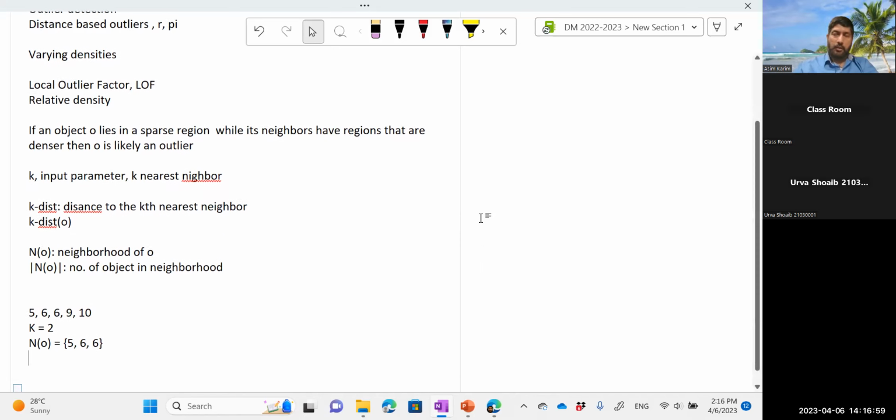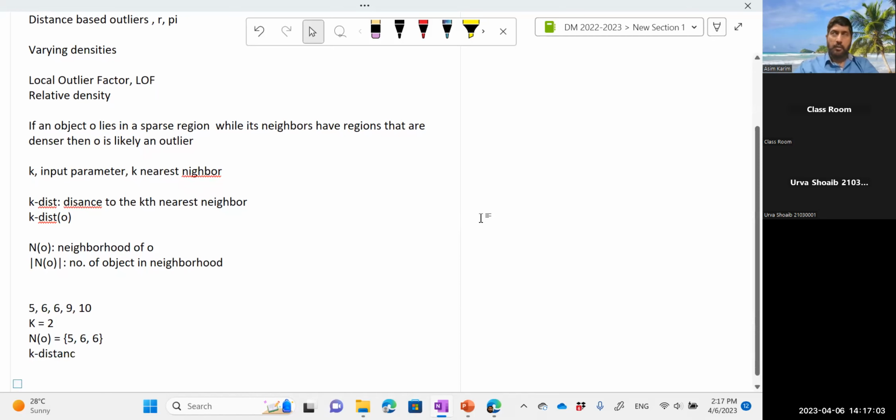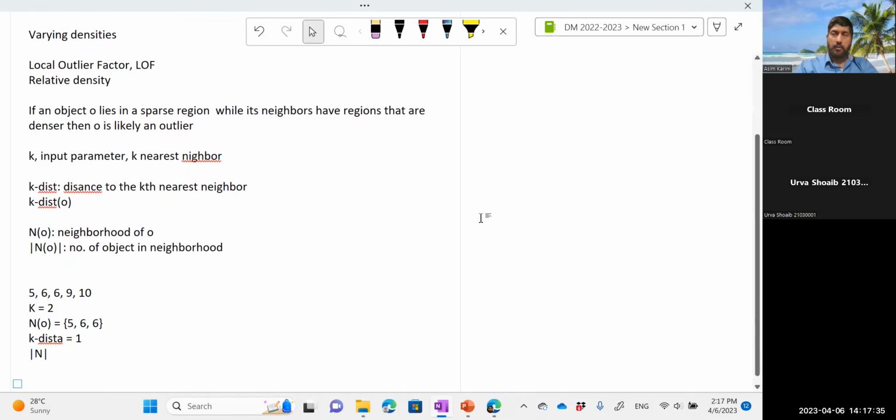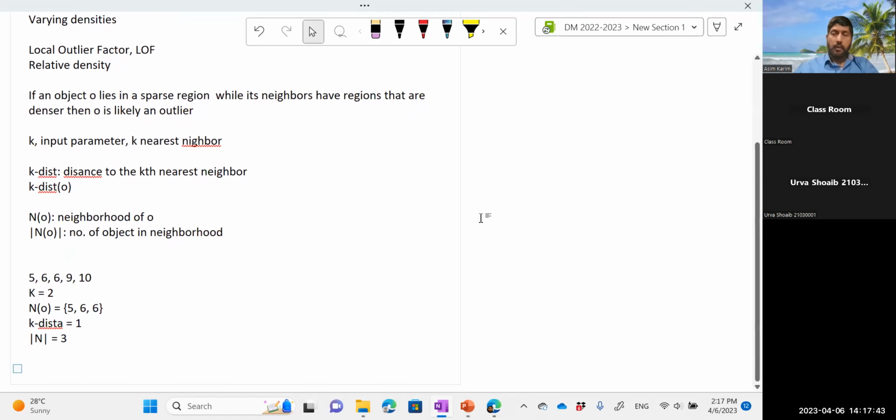and the k distance of this object O, so the k distance in this case would be actually 6 minus 5, which is just 1, ठीक है, and obviously the number of objects in this neighborhood is 3, ठीक है, so take k as the parameter, find the k nearest neighbors, based on those k neighbors you get the k distance, ठीक है, k distance is distance to the kth nearest neighbor.